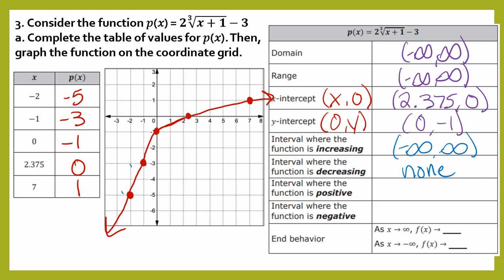All right, positive and negative intervals. Again, positive is where we're above the x-axis, negative is where we're below. Who has an idea for our positive interval? Where's that graph above the x-axis? 2.375. Yep, right when we cross right here at that x-intercept, that's where my graph starts being above. So we're going to start at that 2.375. Does it ever go below the x-axis after that? Nope, it's going to keep getting bigger, so the x's are going off to positive infinity.